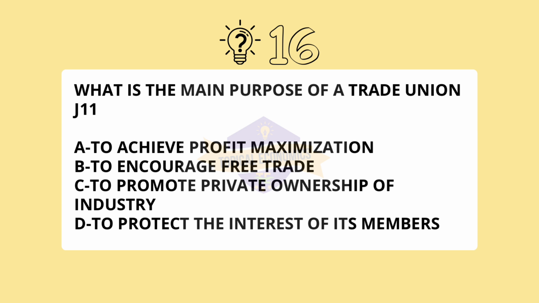Number 16, this is from June 2011. What is the main purpose of a trade union? Option A, to achieve profit maximization. Option B, to encourage free trade. Option C, to promote private ownership of industry. Option D, to protect the interest of its members.